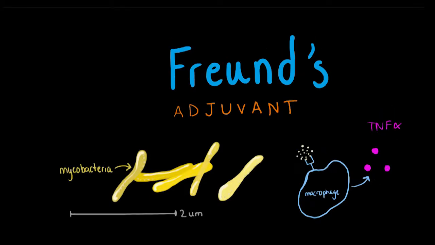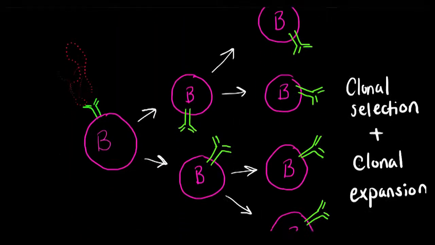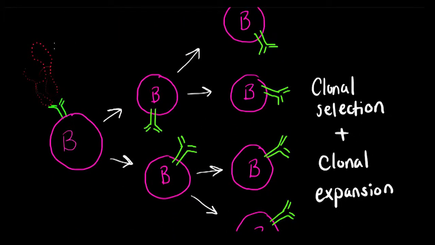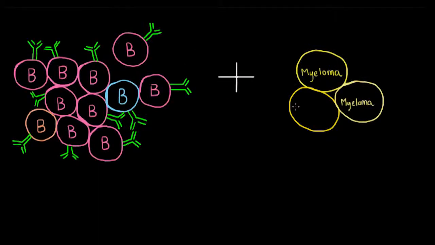And upon recognition of the antigen and its adjuvant, these naive B cells would activate and be selected and propagated through the processes of clonal selection and clonal expansion. Next, the plasma B cells are extracted from the spleen and combined with myeloma cells.